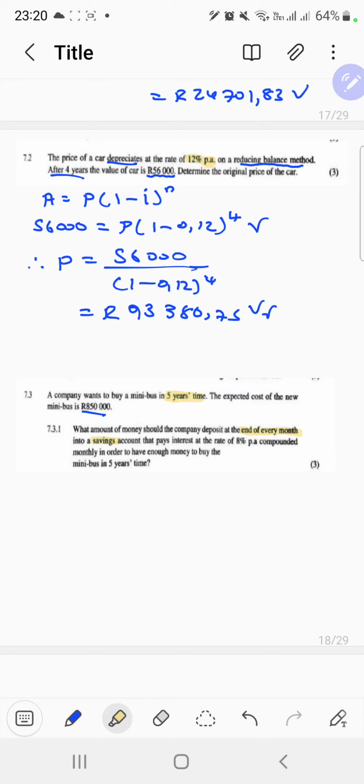So once you hear the word savings, you know we're dealing with a future value situation here. That pays interest at 8% per annum, compounded monthly. The period of compounding is important. In order to have enough money to buy the minibus, again, they're repeating the 5 years. They already told us in the opening statement. Of course, guys, what is important here? Timelines.